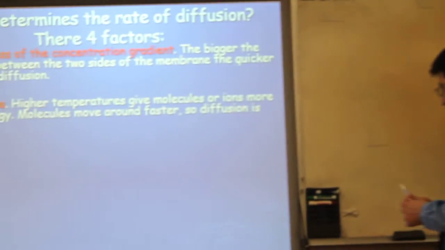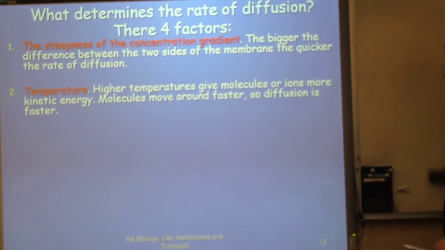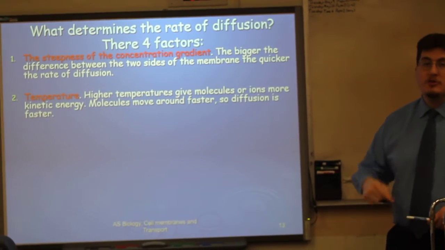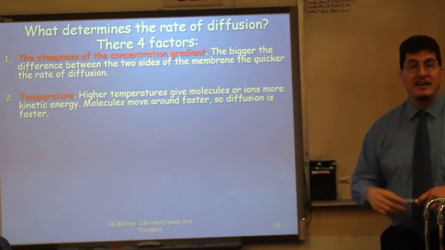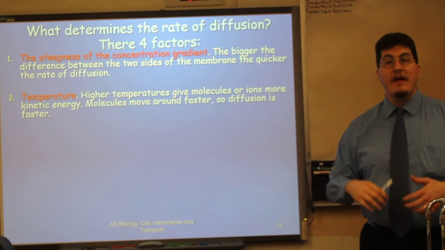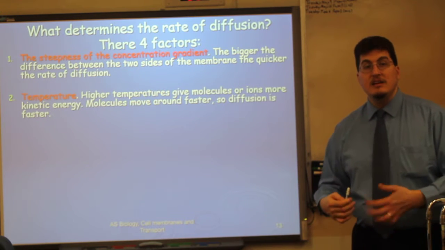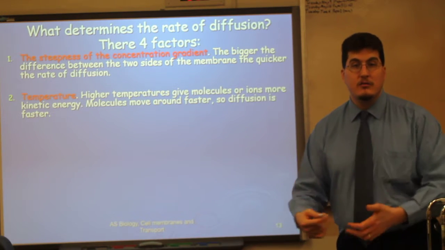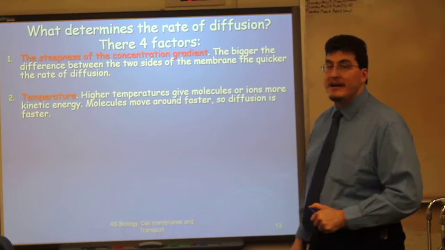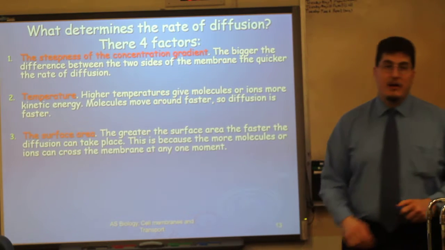Temperature. Because molecules are diffusing thanks to kinetic energy, higher temperatures give molecules kinetic energy. So if you give molecules more kinetic energy, they will diffuse faster. Greater kinetic energy yields greater diffusion rate. So higher temperature, higher rate of diffusion. Period, end of story.